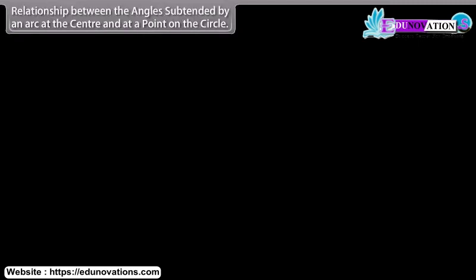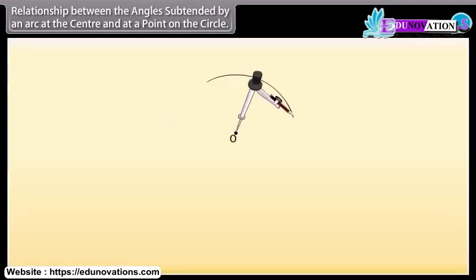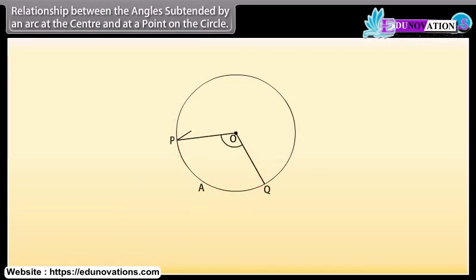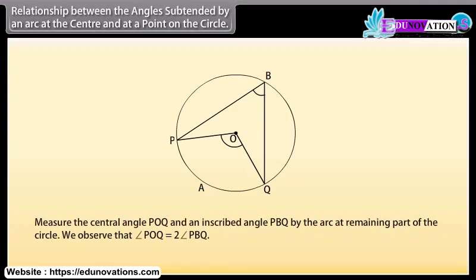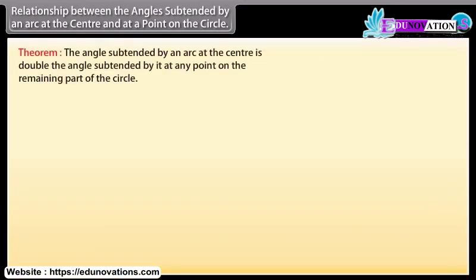Relationship between the angles subtended by an arc at the center and at a point on the circle. Draw a circle with center O. Let PAQ be an arc and B be any point on the circle. If we measure the central angle POQ and an inscribed angle PBQ by the arc at the remaining part of the circle, we observe that angle POQ is equal to 2 into angle PBQ. This activity gives us a theorem. Theorem. The angle subtended by an arc at the center is double the angle subtended by it at any point on the remaining part of the circle.